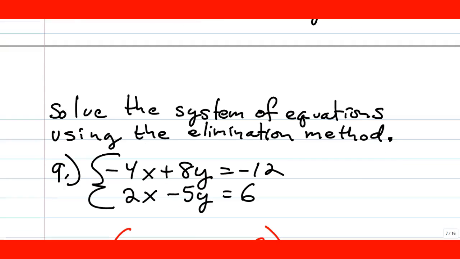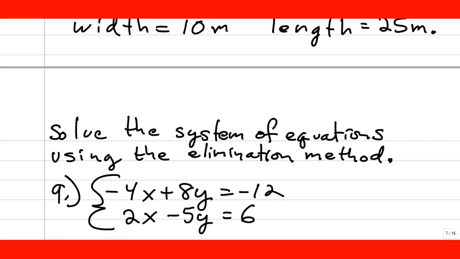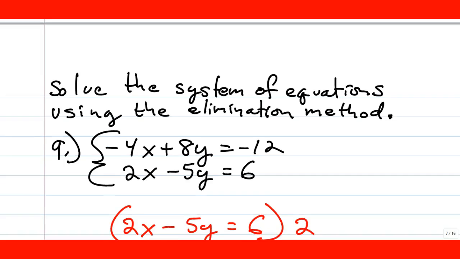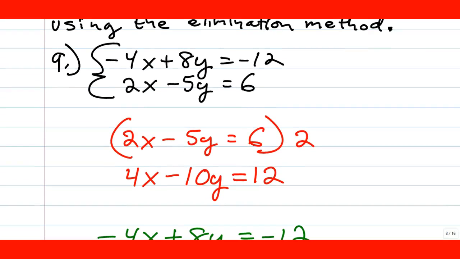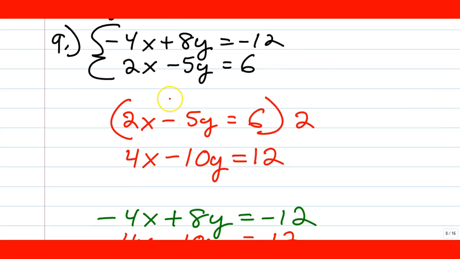Moving on to question number 9. This one says to solve the system of equations using the elimination method. So I'm going to come down here, and I'm going to set up my equations. I'm going to use the elimination method. That means that one of my terms from each equation has to match one another so that I can sum these together and eliminate. Well, what I see is that I have negative 4x plus 8y equals negative 12 in the top one. If I had a positive 4x in the bottom, then I would be able to eliminate this when I sum the two equations together.